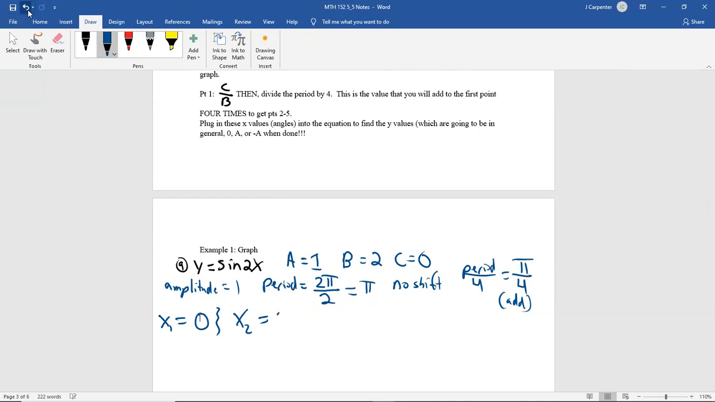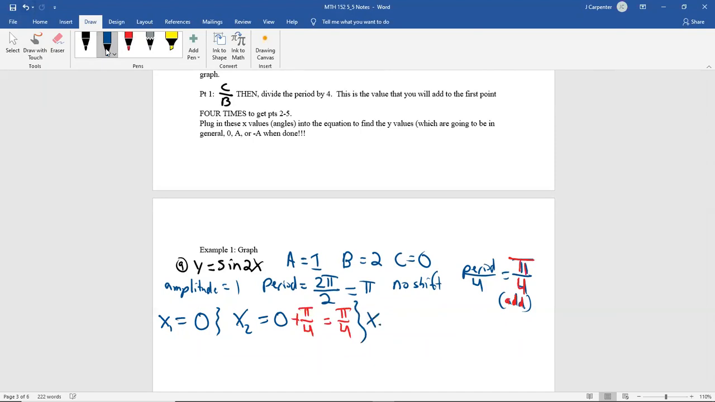For x2, we take the first one, and we add whatever the period divided by 4 was. It's not just the period that you need, you need to slice it 4 ways, because that gives us the 2nd, 3rd, 4th, and 5th points. So we're going to add pi over 4. I'm going to put that in red so you can tell why I did that. 0 plus pi over 4 is pi over 4.